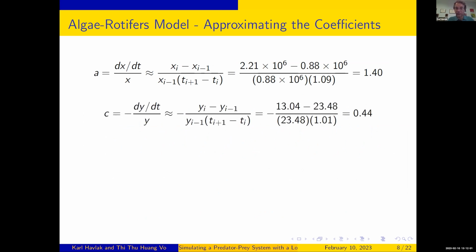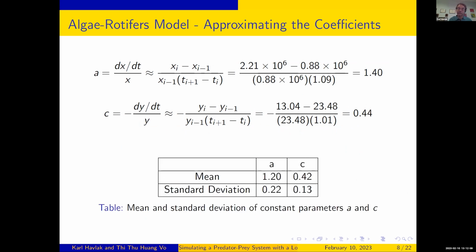Did the same thing for C. So that's our growth and decline coefficients. And then we did it for every single one of them and got a mean value for the A value and the C coefficient. And we went ahead and calculated the standard deviation from the data set we had to use later in our pseudo-random process.